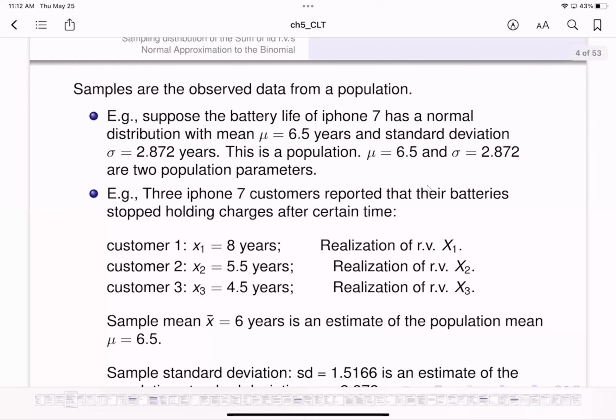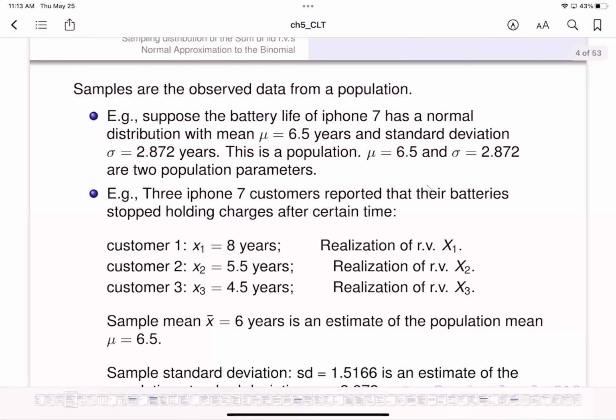If we compute the average from these 3 batteries, it will be one value. Like in this example, the average of 8, 5.5, and 4 is 6. That 6 is different from the population mean of 6.5. You cannot expect the average from the sample to be identical to the population mean. Instead, we just use the sample mean to estimate the population mean, but there is a difference there.